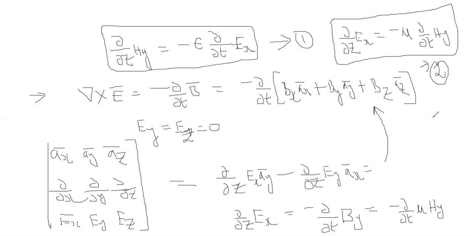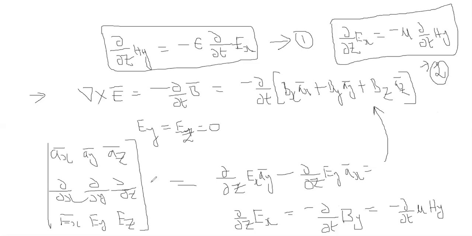The magnetic field: dou by dou z of Hy, because it is the y direction magnetic field, and E is in the x direction. Dou by dou z of Hy is equal to epsilon into dou by dou t of E. Left hand side the magnetic field and the right hand side is the electric field. Now similarly here also you can see the electric field in terms of the magnetic field, y direction, minus mu into dou by dou t of Hy.